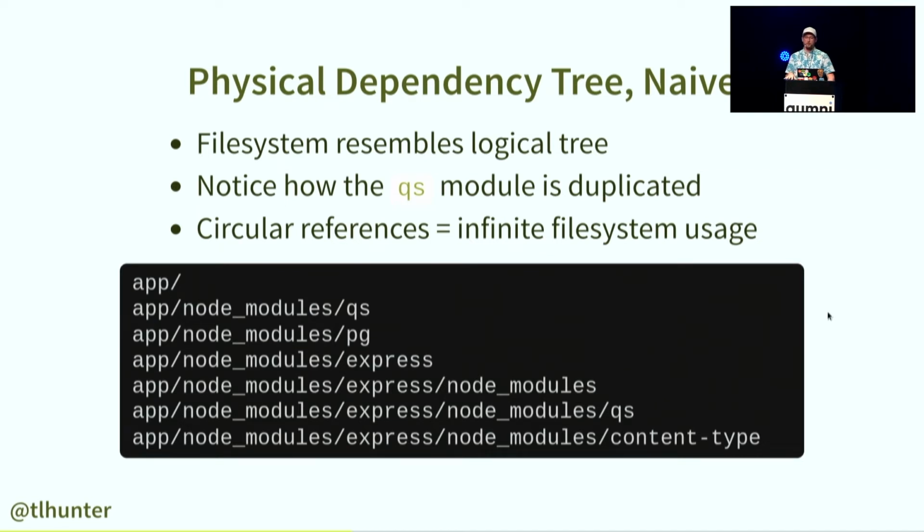But there's also a pretty big flaw here in that if we had a cyclical dependency relationship, we'd actually end up with a file system that is perhaps infinitely nested. So if content type depended on Express for whatever reason, you just get deeper and deeper and deeper, and you'd run out of disk space.